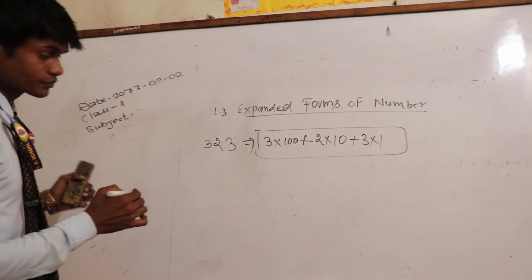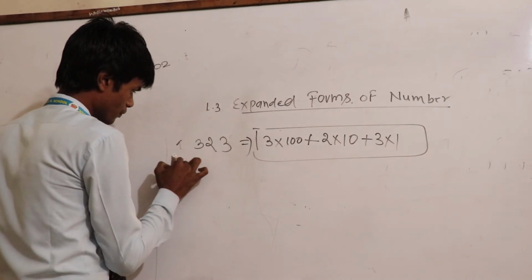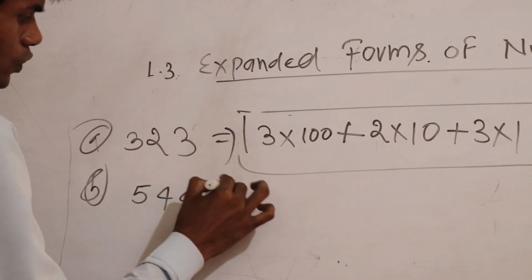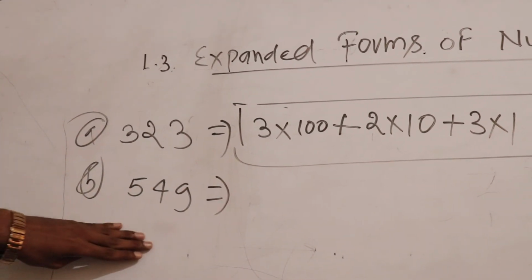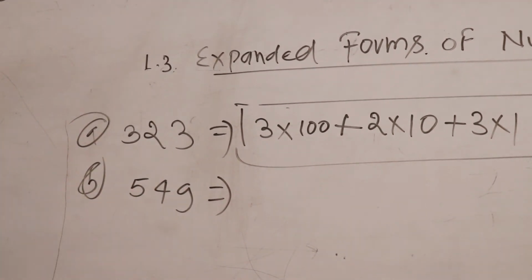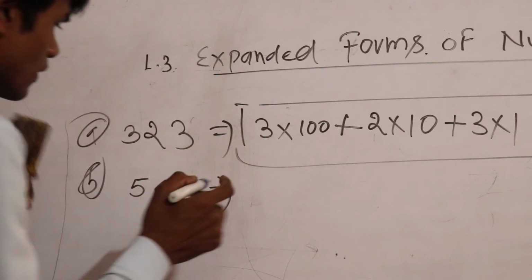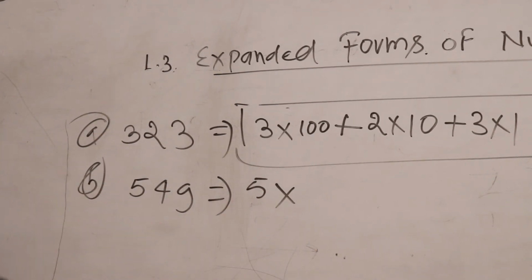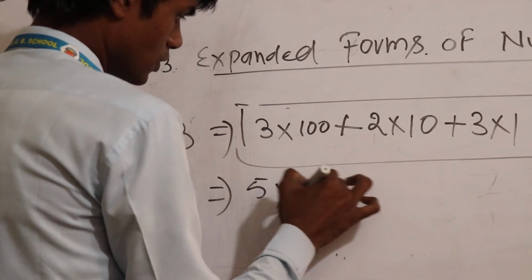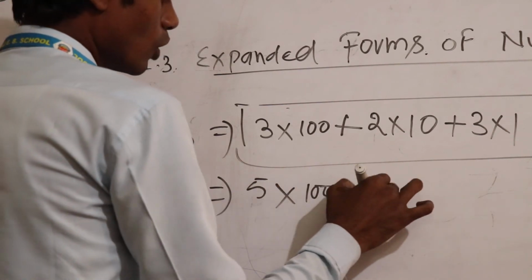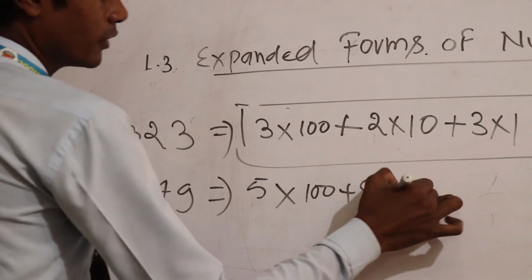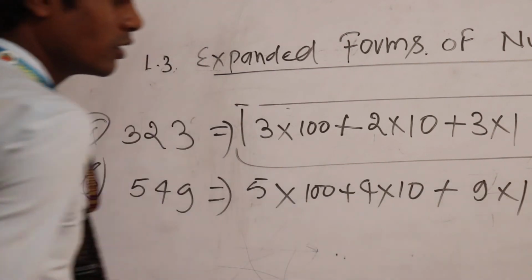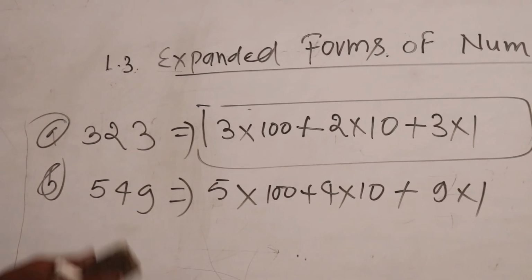Next number also, 5, 4, 9. You can easily multiply: 5 with place value 100, 4 with place value 10, and 9 with place value 1. This is the expanded form.